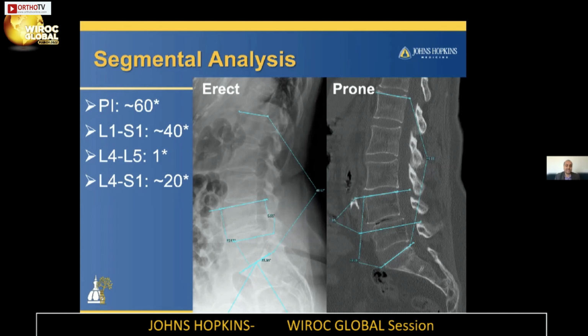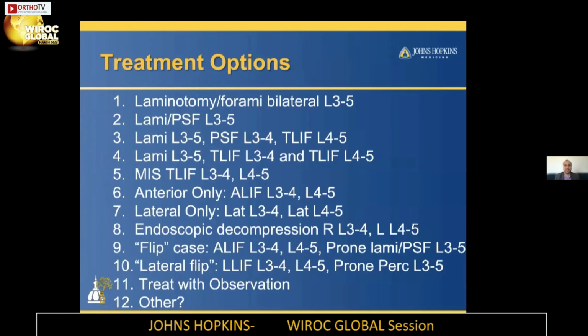Pelvic incidence in this case was 60 degrees. L1 to S1 was about 40 degrees. That means L4-5 only has about 1 degree of segmental lordosis. In other words, it's really lacking the necessary lordosis. And from L4 to S1, the lordosis was about 20 degrees. So in other words, a gross PI-LL mismatch as a result of degenerative disc disease here.